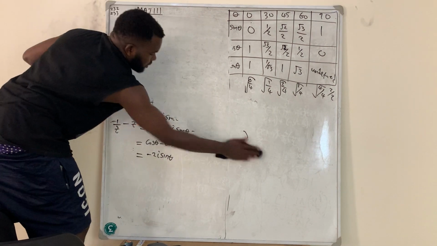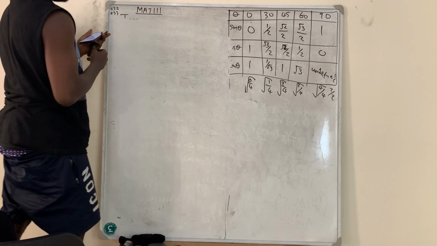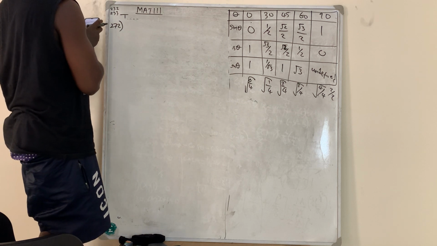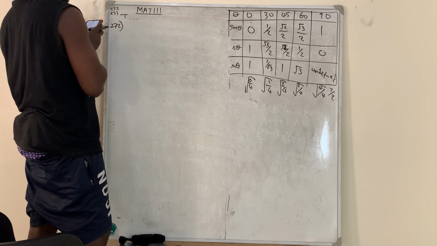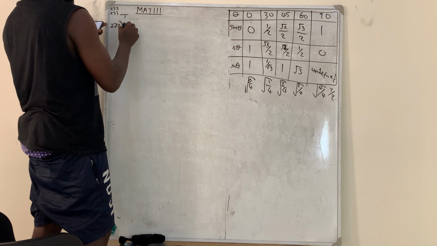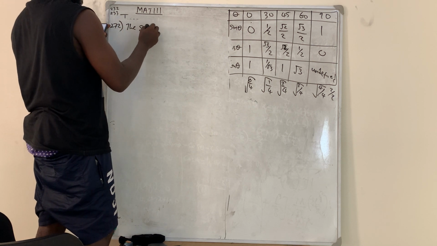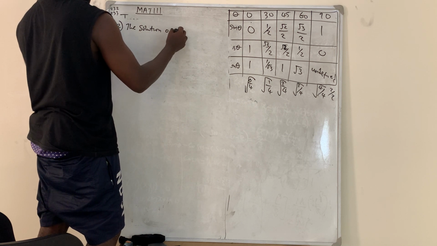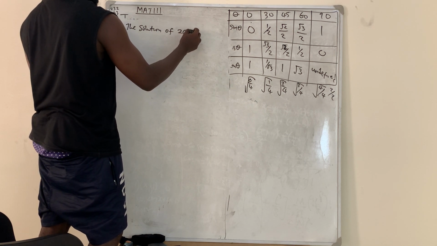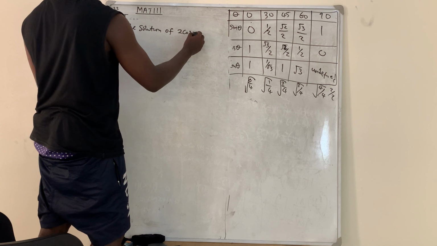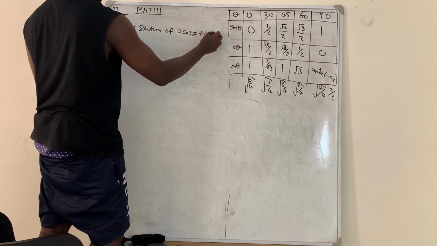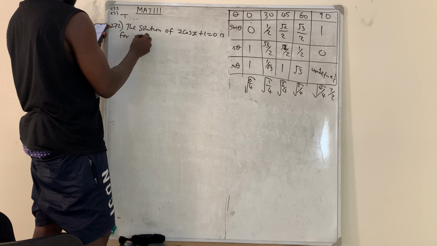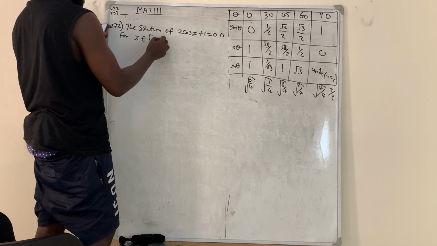Question number 272. Question 272 says: the solution of 2 cos x plus 1 is equal to 0 is, for x an element of 0 to 180.